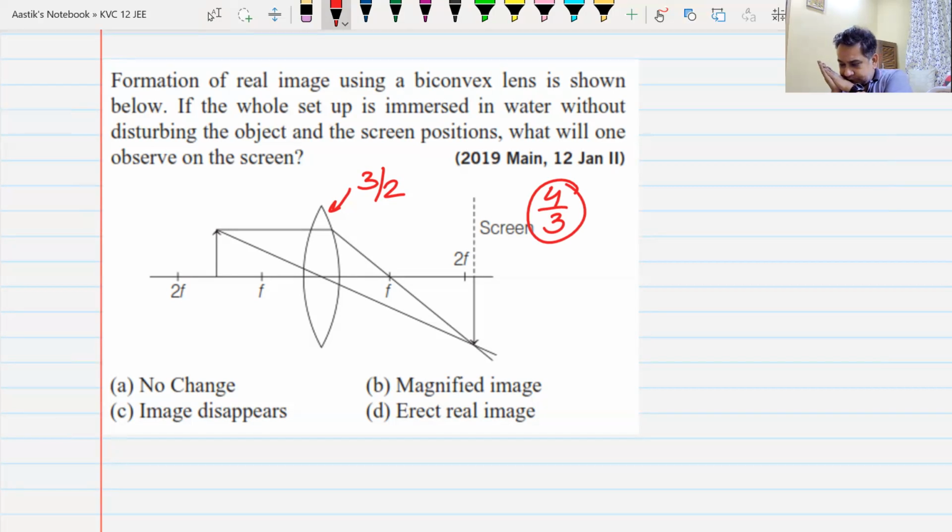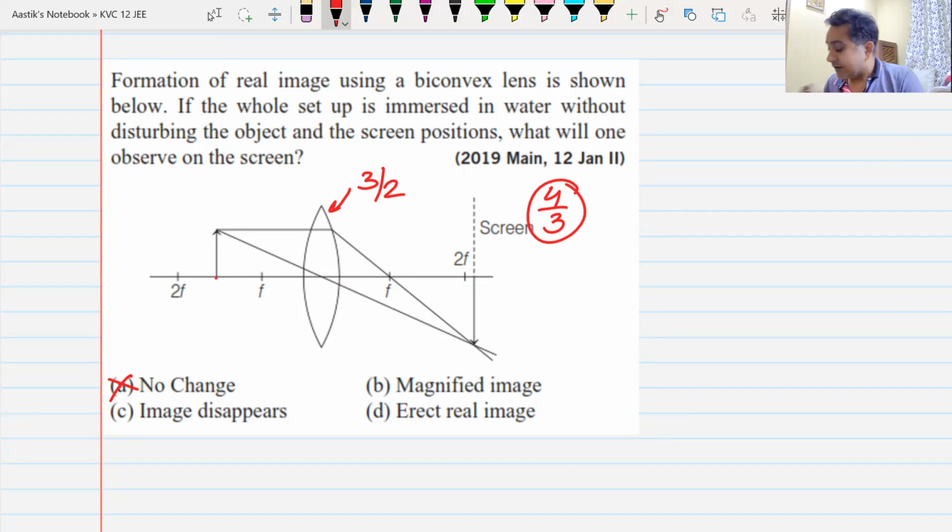What will happen here? Now remember, the best way to understand this question: we have discussed this, if I immerse a lens inside a liquid, what happens to the focal length? Does it increase? Does it decrease? Does it remain same? Increase, sir. Now look at the object position. No change is not possible because the focal length changes. So this option is not possible.